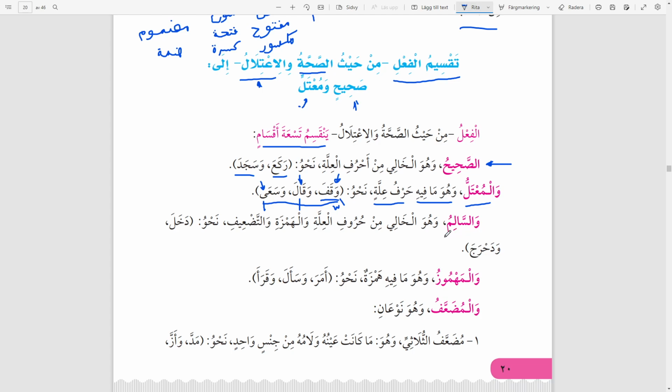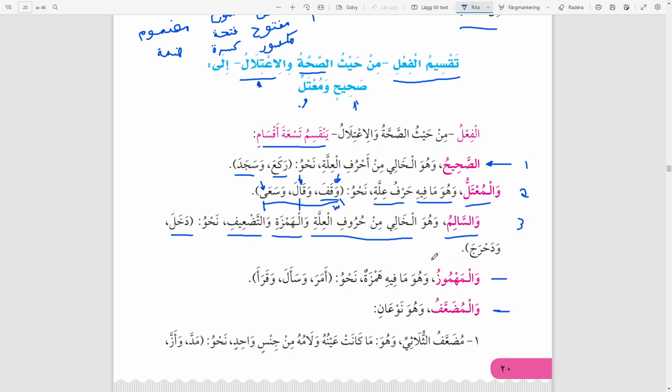And then you have the salim, and that is a word that does not have any of the flawed letters, and it does not have a hamza, and it does not have any repetition. The hamza and the repetition, the repeated word, or word with the repeated letters, will go in here. So you have these 9. So this is 1, 2, 3.